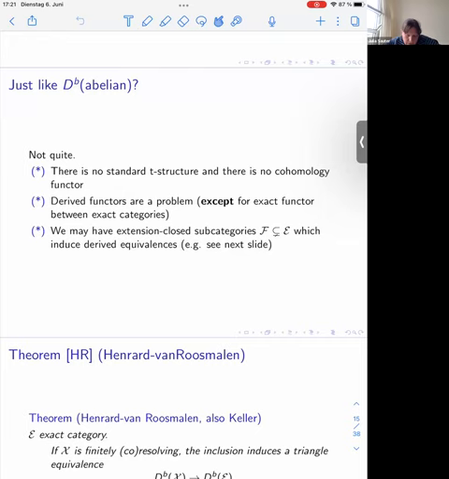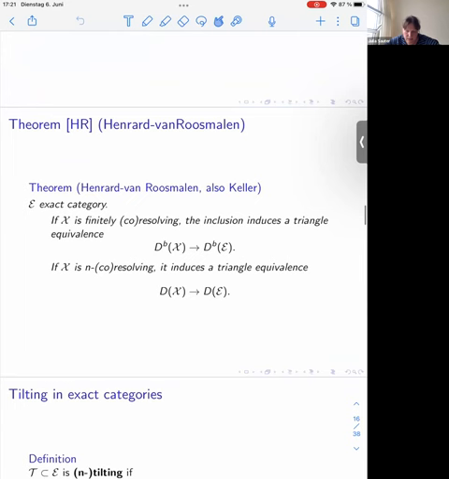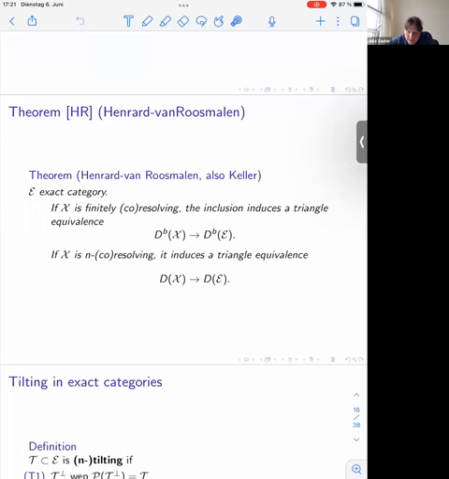Okay, and then what one also can have in this situation is that we might have extension closed subcategories, which are really different, which may induce derived equivalences. And the nicest class of subcategories which do these, or one of the classes which do these, is finitely resolving categories. And that's due to Henrard and Rosmalen. And there's an earlier result by Keller. Not on the bounded derived category level, but it's the same condition.